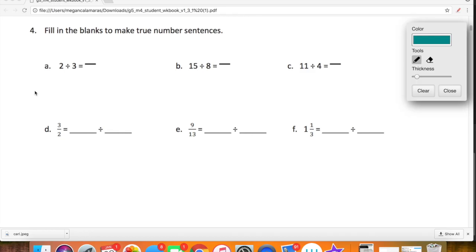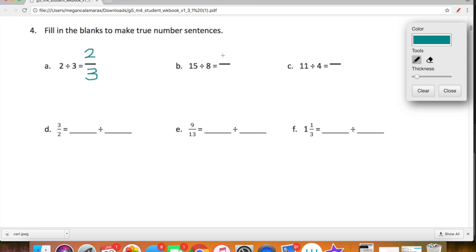So we're just going to look at this again. You guys are probably already seeing the patterns. Here we're going to fill in the blanks to make true number sentences. 2 divided by 3 is equal to... 2 over 3, or 2/3. These represent the same exact amounts, just two different ways to write this expression, 2 divided by 3 or 2/3. The fraction bar and the division expression represent the same operation.